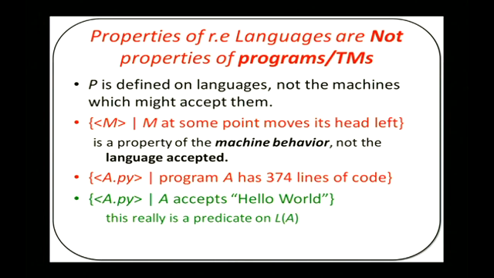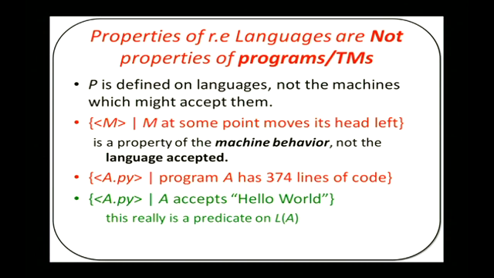Take this problem: given a machine M, does it at some time move its head to the left? Is that a property of the machine or a property of the language accepted by the machine? I claim it's a property of the machine, not of the language accepted by the machine. Look at this: I give you a Python program and ask, does the program have 374 lines? That's easy to check. That's not a property of the language accepted by the code, but really a property of the code itself.